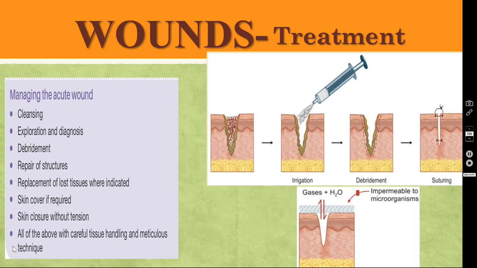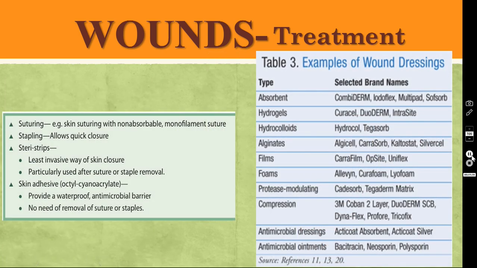And while you are doing the skin cover, okay, this is the skin cover, it is permeable for both gases and water, whereas this dressing is impermeable to the microorganism. That is what you have to do. So the treatment of wound is, the closure of the skin can be done by suturing with non-absorbable monofilament suture, or you can apply stapler.